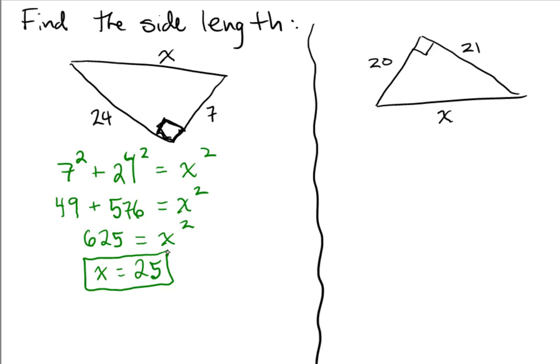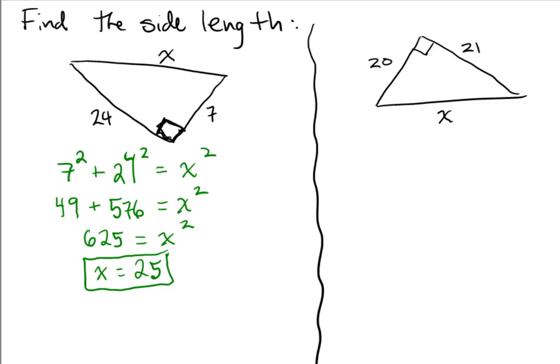I know my squares pretty well. You might need to multiply these out on your own off to the side, okay? Or you might need to use a calculator if the numbers are a little bit overwhelming. But that is the answer to the first one. So why don't you pause the video and see if you can do the problem on the right-hand side.